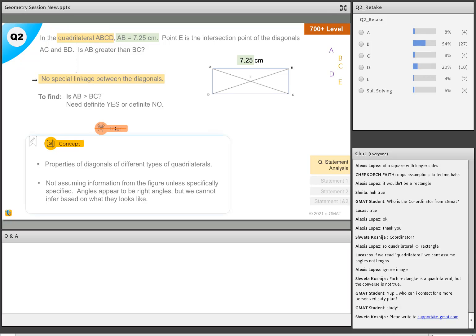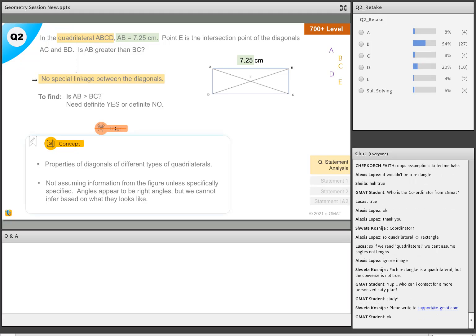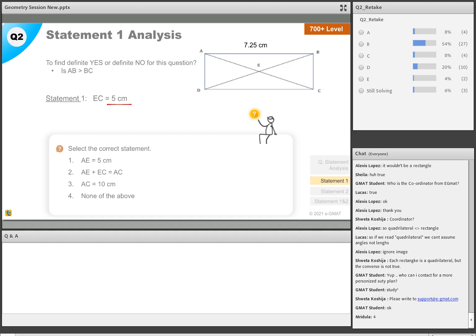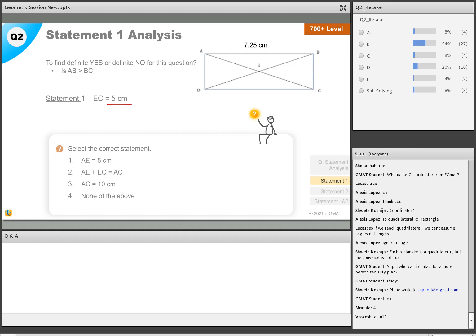I know that there are a few properties of diagonals, right? But since I do not know what kind of quadrilateral I am dealing with, I'm not very sure which one to apply, right? So let's go to the first statement, because I do not have a lot of help from the question statement. Statement 1 tells me that the length of EC is equal to 5 centimeter. Now, if the length of EC is equal to 5 centimeter, which one of these four options is true? Please tell me in the chat pod which of A or B or C or D is true.